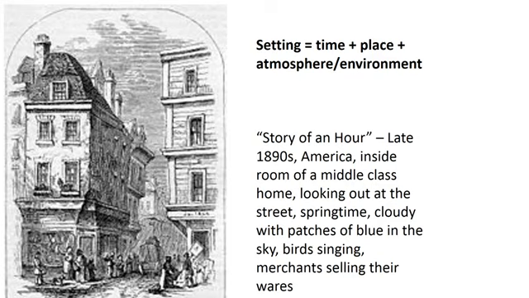The setting is the time, place, and the atmosphere in which a story takes place. All those environmental factors go in with setting. In The Story of an Hour, we see that it's the late 1890s, right at the end of the Victorian era. It's in America. It's inside a room of a middle-class home. It's looking out at the street. Springtime, cloudy with patches of blue in the sky, birds singing, merchants selling their wares.